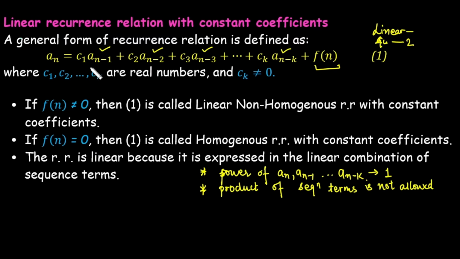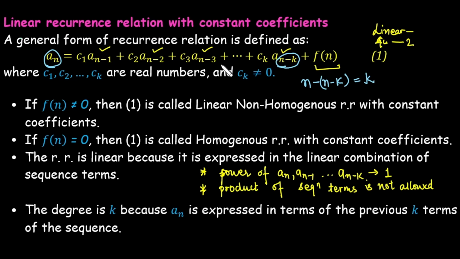And the next point is the degree. In this case, the degree of this recurrence relation is k. Now, how do we know that the degree is k? Just take the lowest index and the maximum index from the recurrence relation. In this case, the maximum index is n, and the lowest index is n minus k. Take their difference, n minus (n minus k), which is equal to k. So its degree is k. According to the degree of the recurrence relation, a_n is calculated in terms of the previous k terms of the sequence. To calculate the next term we basically need k terms of the sequence. That's why it is called a degree of k.